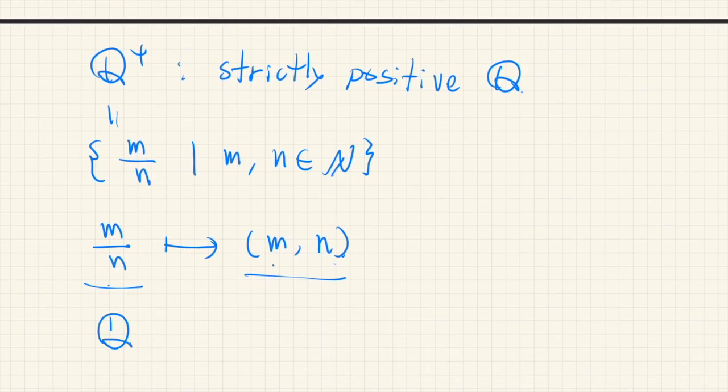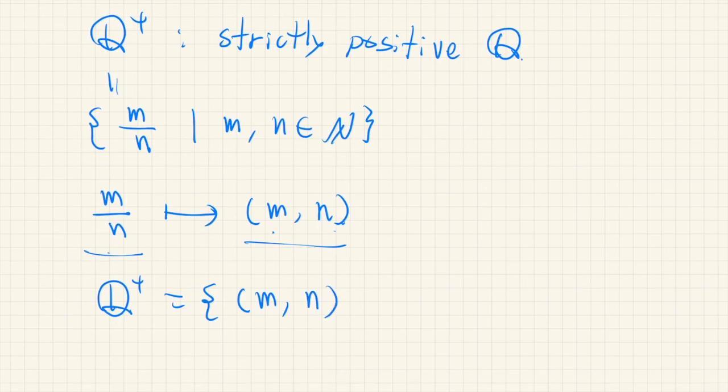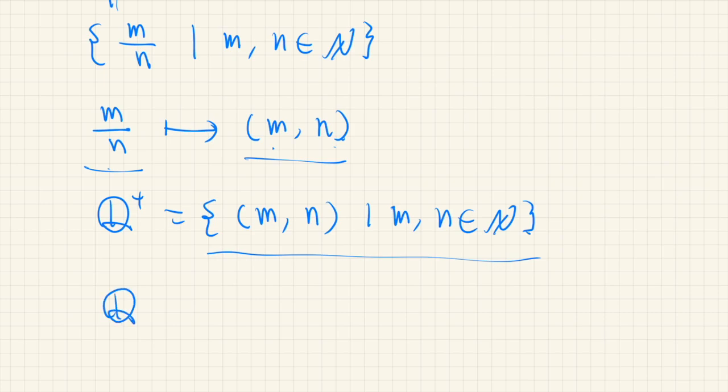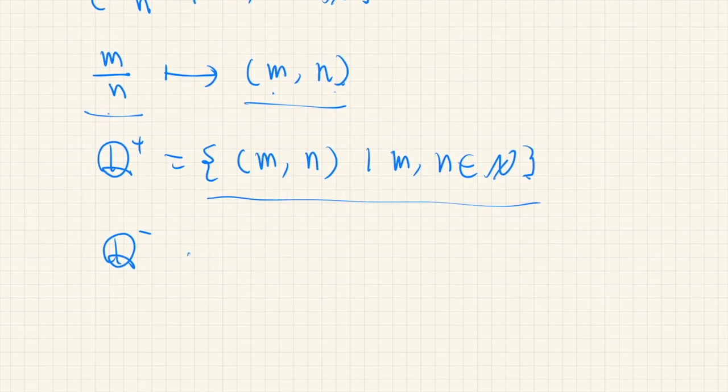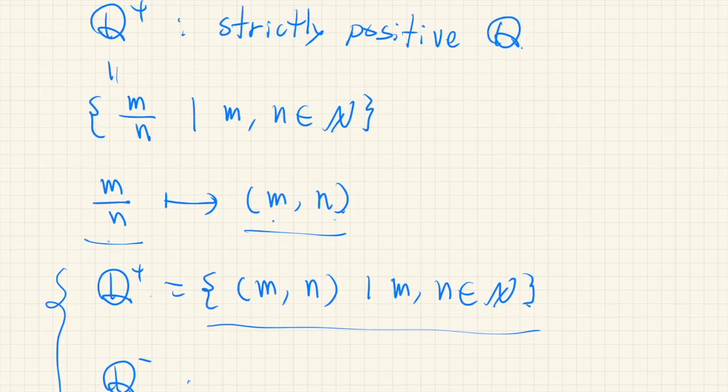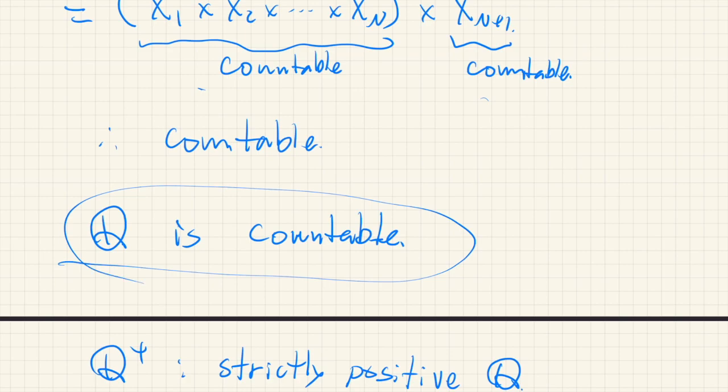So the set of strictly positive rational numbers is actually the same as the set of pairs of natural numbers. And we have just proved that such a set is countable. Okay? And similarly, we can show that the set of strictly negative rational numbers is also countable. And in addition to that, we have 0. So the union of these countable sets is also countable according to a previously proven theorem. Therefore, after all, the set of rational numbers is countable.